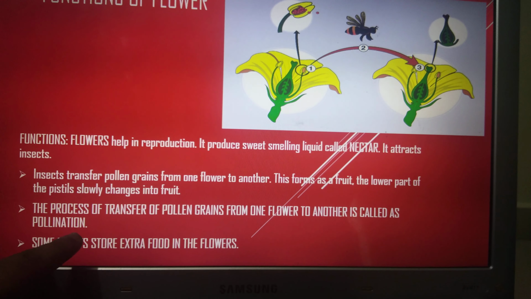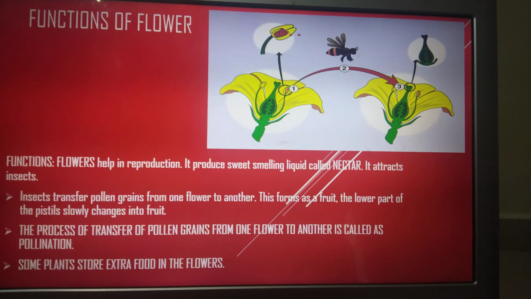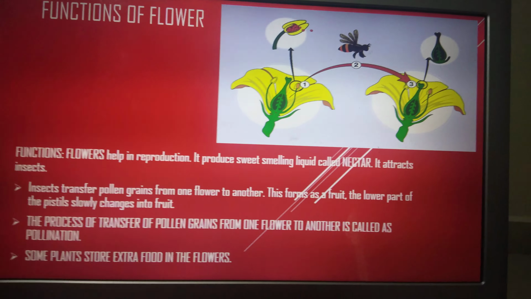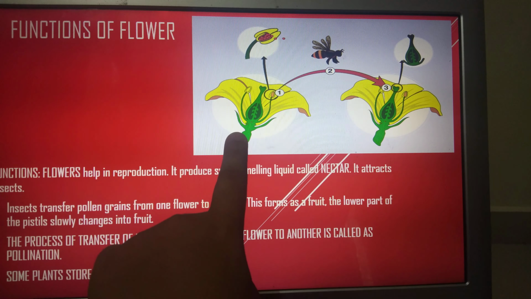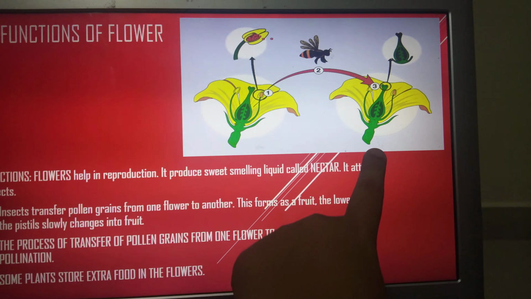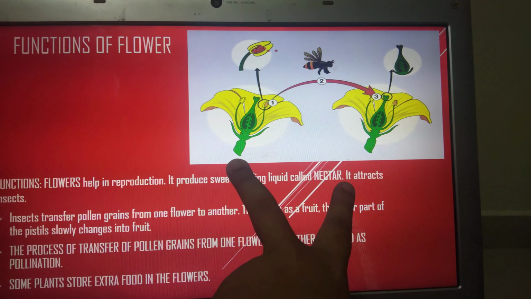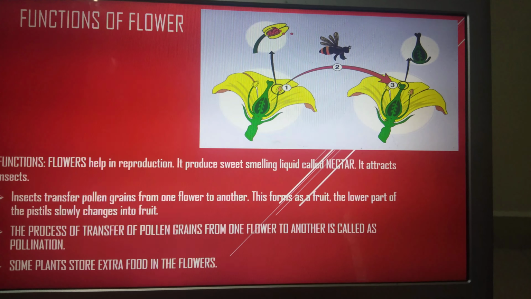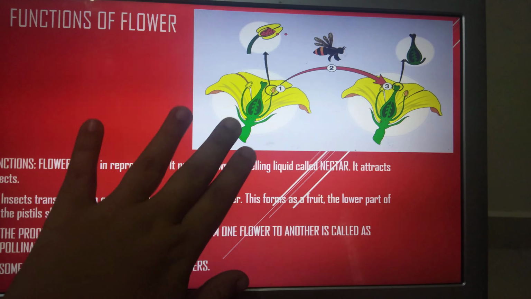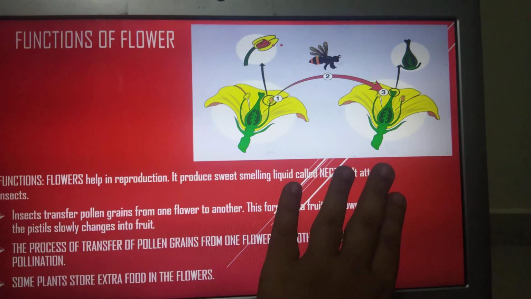Pollination. So what is pollination? The process in which the pollen grains are transferred from one flower to another flower. So this is called pollination. So what is pollination? Transfer of pollen grains from one flower to another flower.